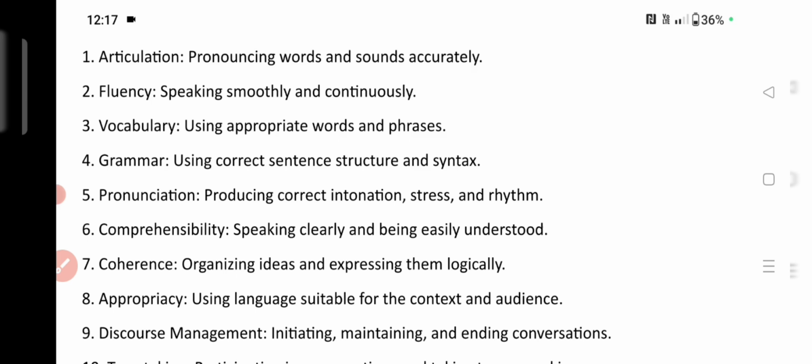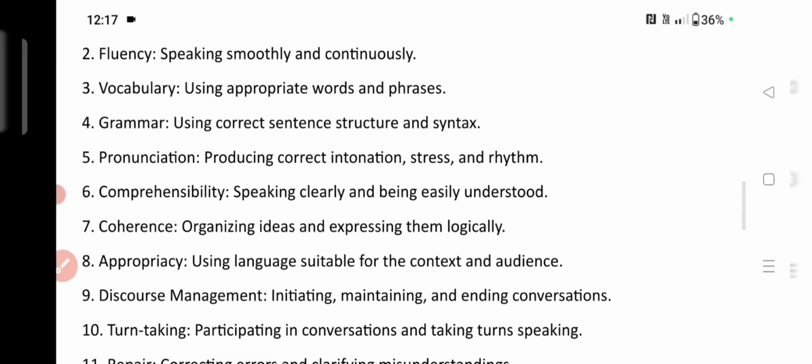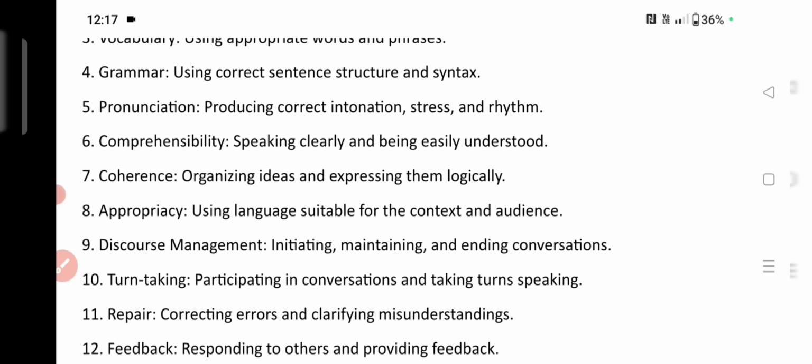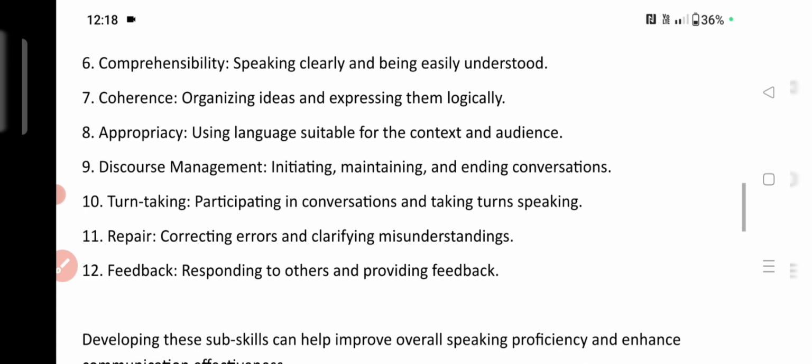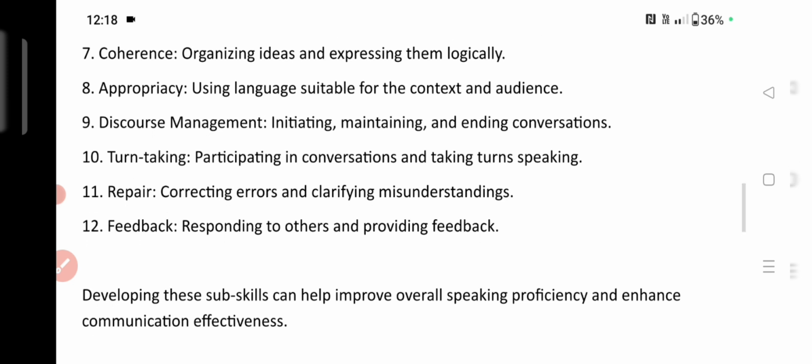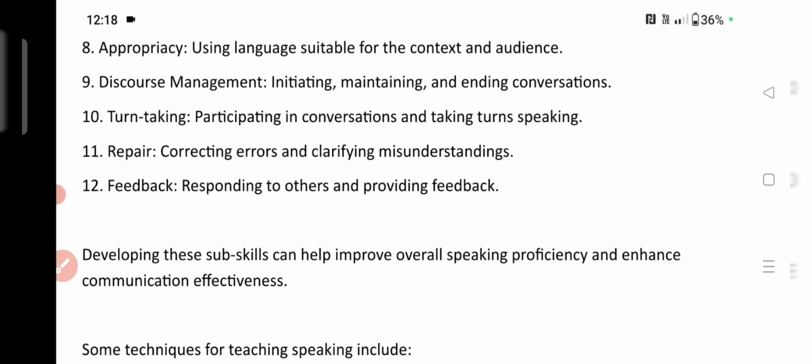So vocabulary, using appropriate words and phrases. Grammar, using correct sentence structure and syntax. Pronunciation, producing the correct intonation, stress and rhythm. Comprehensibility, speaking clearly and being easily understood. Coherence, that means organizing ideas and expressing them logically. Appropriacy, using language suitable for the context and audience. Discourse management, initiating, maintaining and ending conversations.